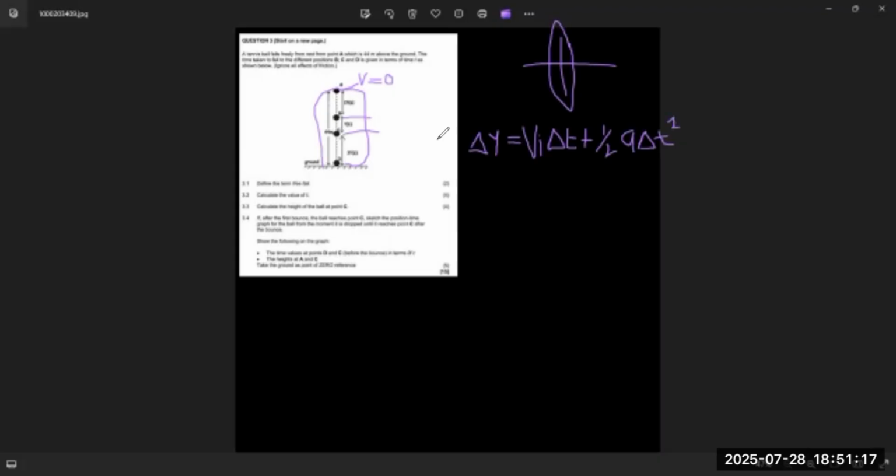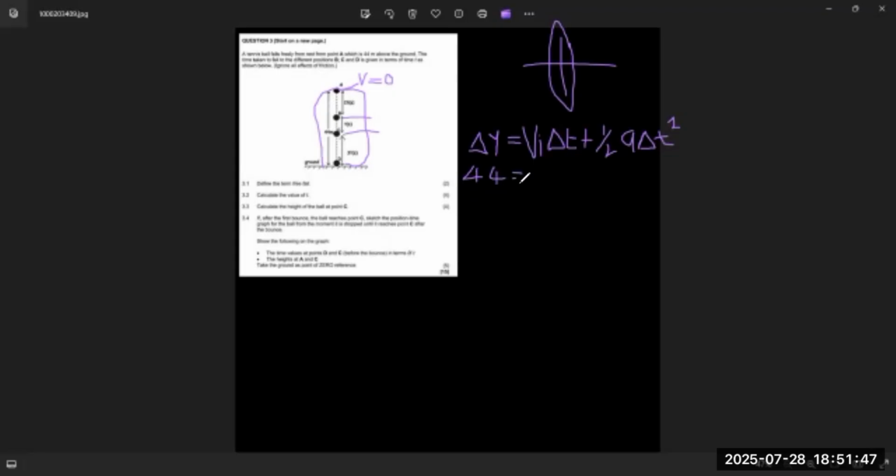Now, what is our change in y? Firstly, let's take our direction. Since the ball starts at A going down, let's take down as positive. With me, I usually take the initial direction, so I'll take down as positive. So here it will be positive 44 meters, representing this distance.